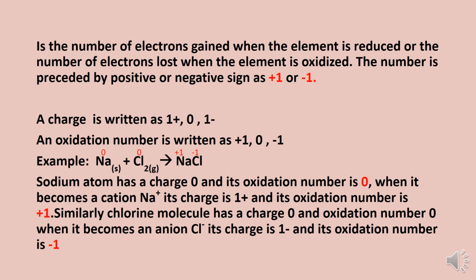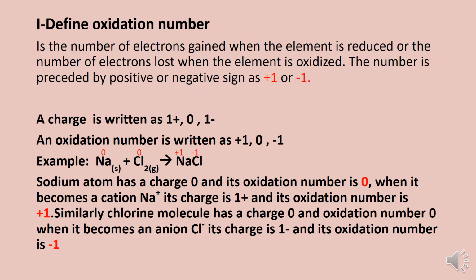Now, let's start with the first objective. Define oxidation number. What is oxidation number? It is the number of electrons gained when the element is reduced or the number of electrons lost when the element is oxidized. So the number is preceded by a positive or negative sign, as +1 or -1.